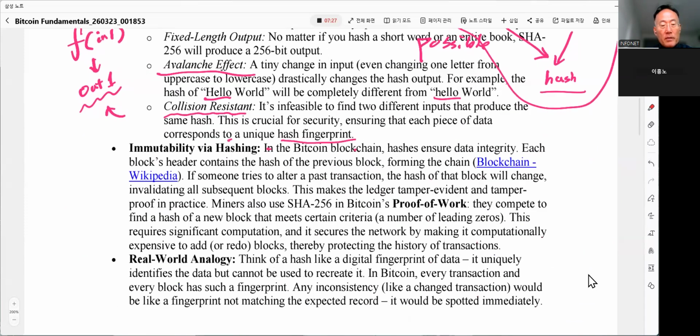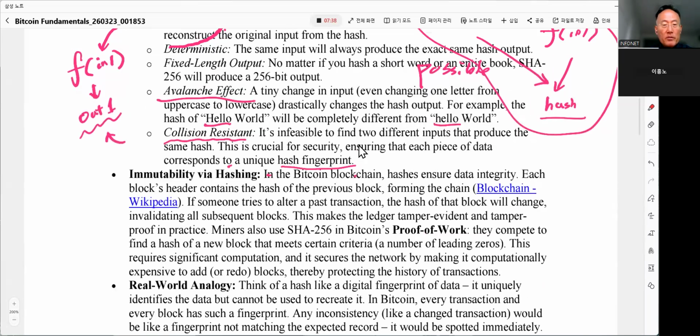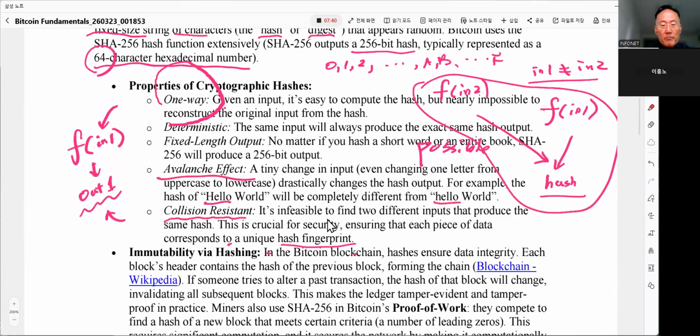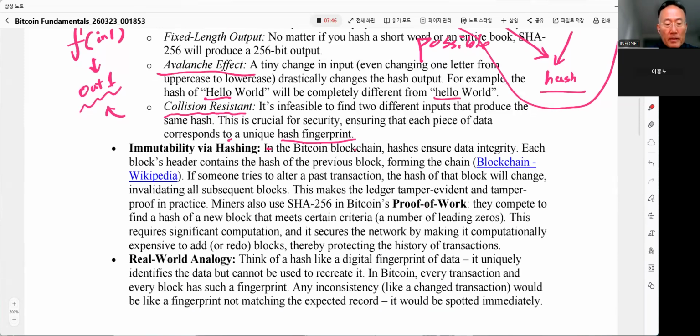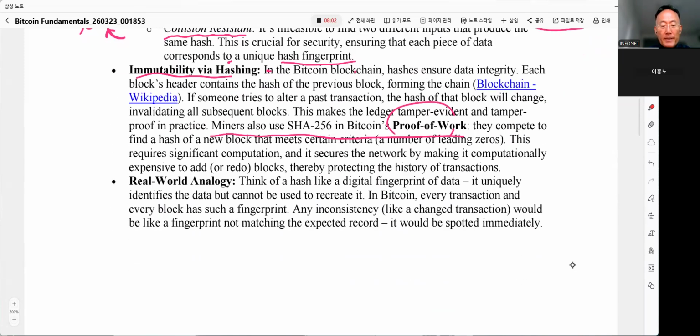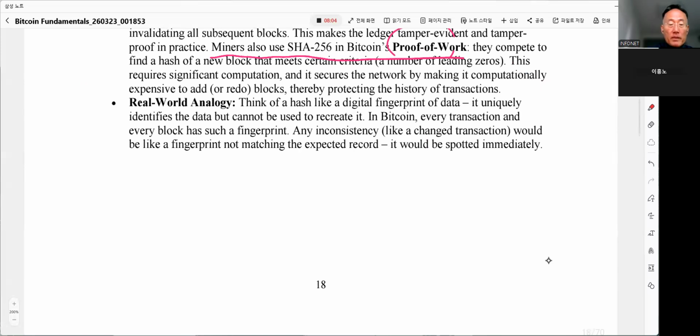And immutability via hashing. In the Bitcoin blockchain, hashes ensure data integrity because of this one-wayness, because of these properties of a cryptographic hash function. Okay, and that is the source of immutability. And miners use SHA-256 in Bitcoin's proof of work. We will talk about that. All right. And you can read about this other stuff.